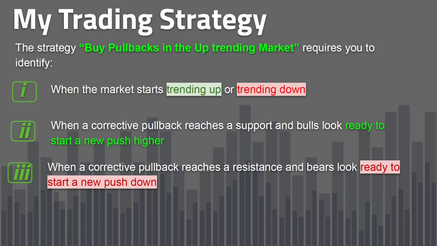So the idea was to code an indicator that would be able first to identify a trending market, to correctly identify the direction of a trend, and second to identify a pullback and identify that moment when a pullback reaches a tipping point, when, for example, bears are getting exhausted and bulls are ready to step in and push price again to a higher high.